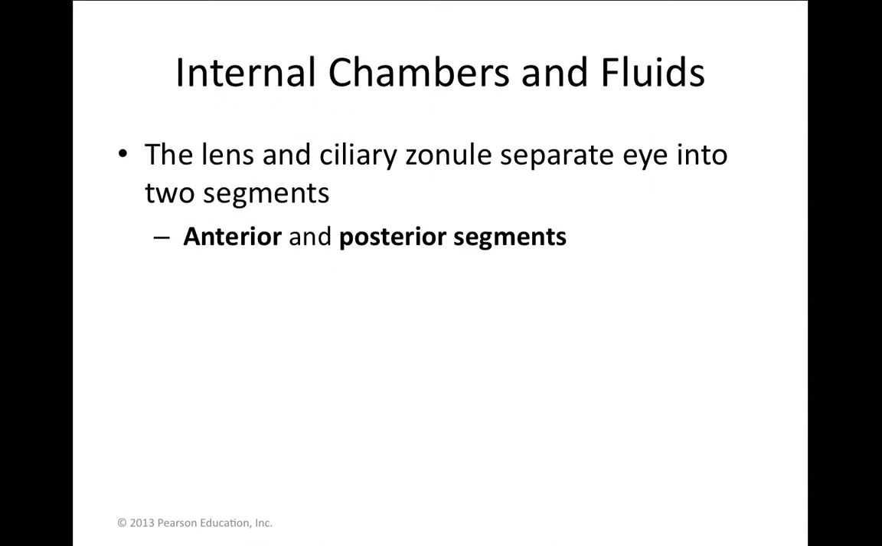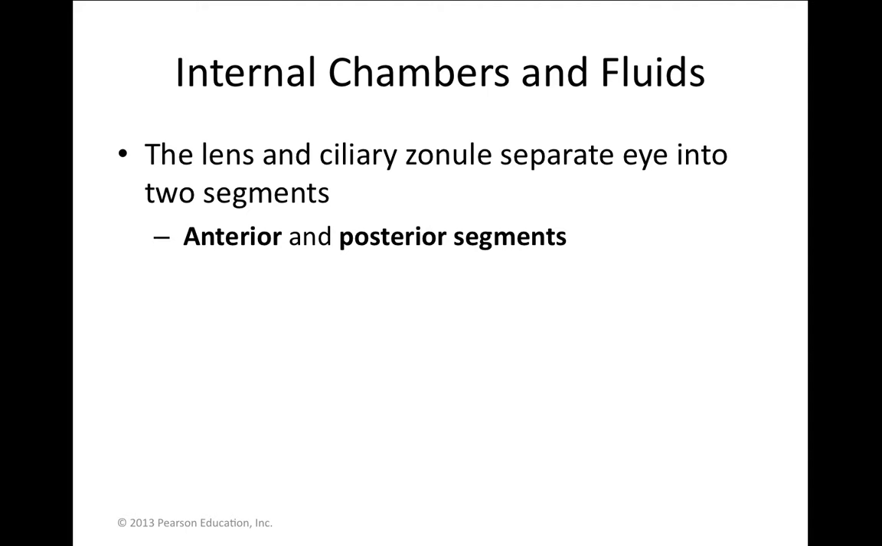Okay. So what are the fluids that are within the eye? I already teased that with the two humors. Okay, so the internal chambers, which are separated into anterior and posterior segments, will have two different types of fluid, and they'll have different purposes, different makeups, and different origins. So the lens and the ciliary zonule separate the eye into two segments. It's the anterior and the posterior segment.